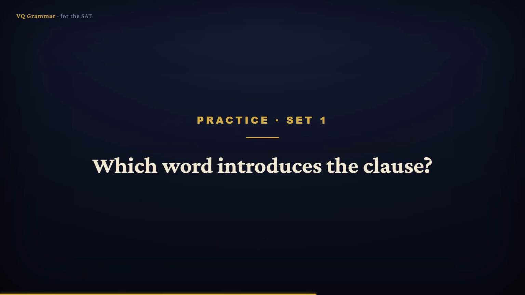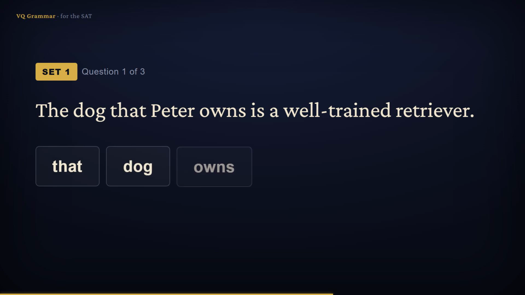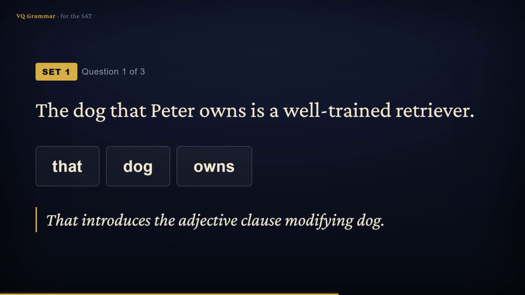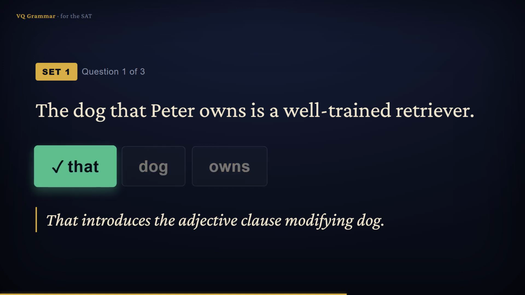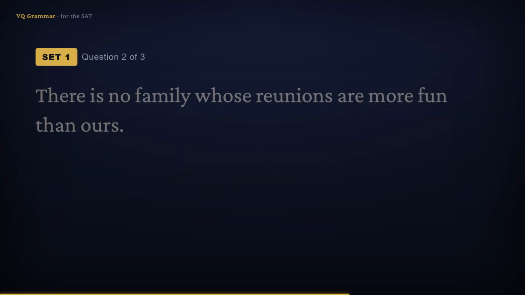Let's practice. Each sentence has an adjective clause. Pick the relative pronoun, or where, when, that introduces it. Pause and try before I answer. The dog that Peter owns is a well-trained retriever. That introduces the adjective clause that Peter owns, modifying dog. So the answer is that.